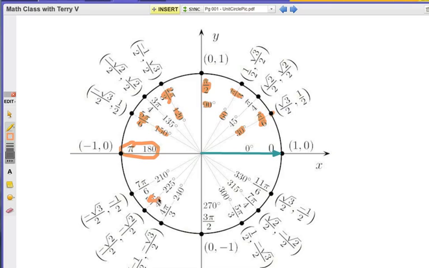So here we go. Here's some more. And finally 2 pi all the way around.